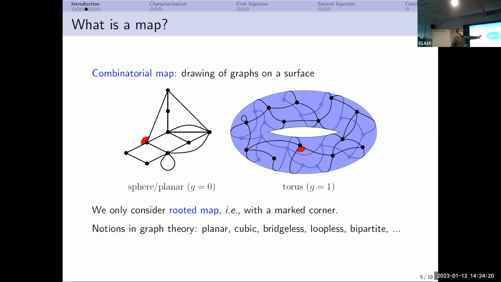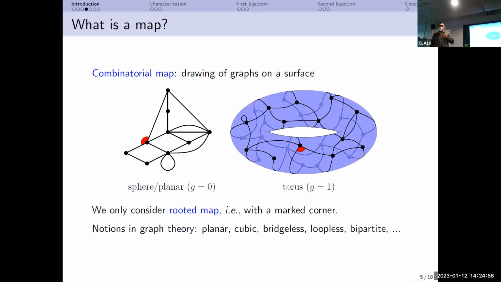So these are two examples of combinatorial maps, one on the plane, the other on the torus. And in the enumeration of maps, we consider only rooted maps, in which we mark one of the corners on one of the faces. And we say that the face containing the marked corner is the outer face. So for the planar case, we choose to draw the outer face as the infinite face, like this.